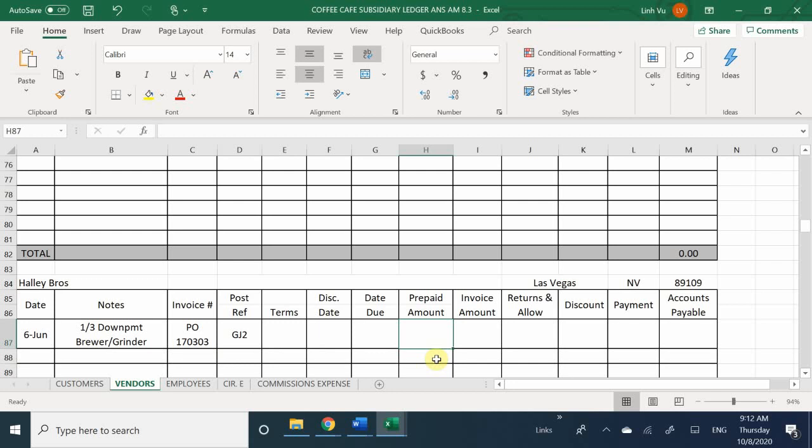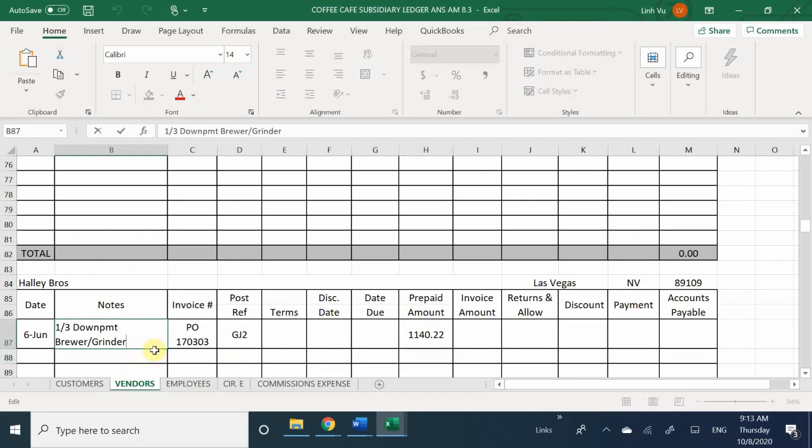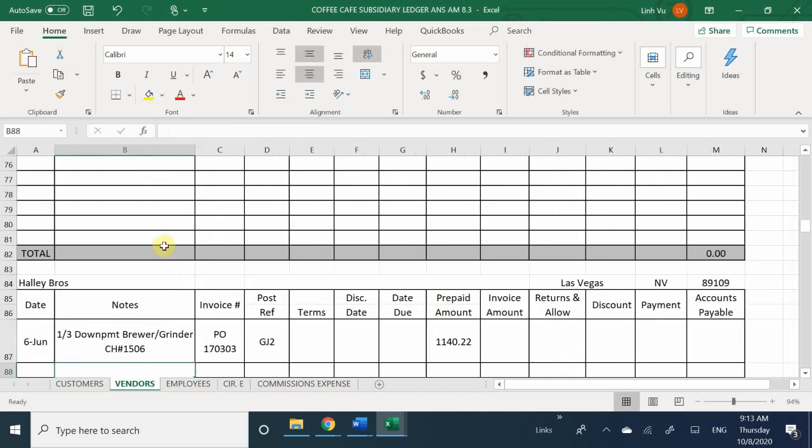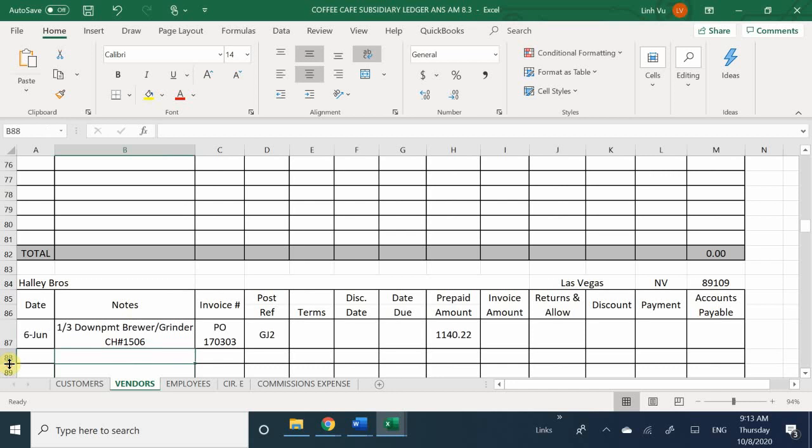Okay, so here I'm going to go ahead and indicate that I have 1140.22 in my prepaid accounts. Oh, I also forgot to enter here that I wrote a check for 1506. Okay, and I'm going to go ahead and expand that out a bit. All right, so yes, I have a prepaid amount. Okay, but the thing is, I don't have an invoice amount yet. And did I make a payment?